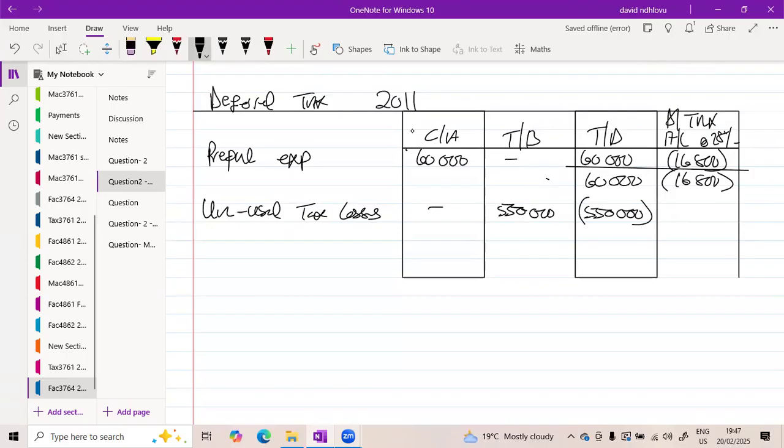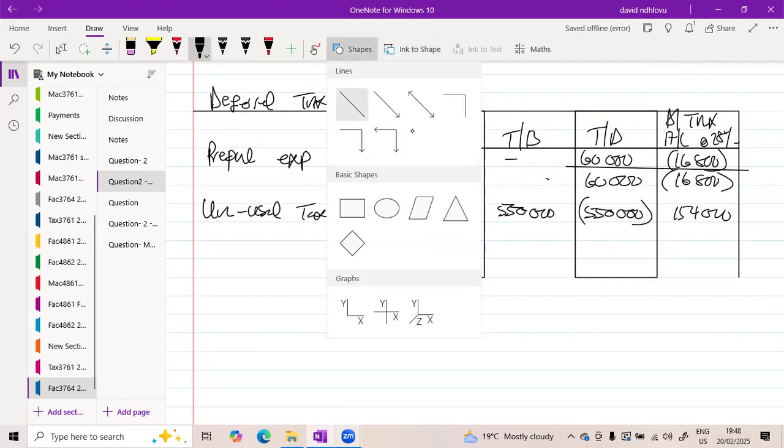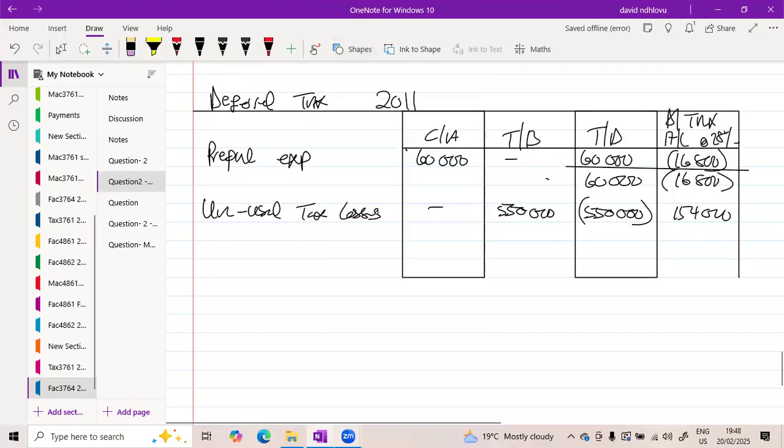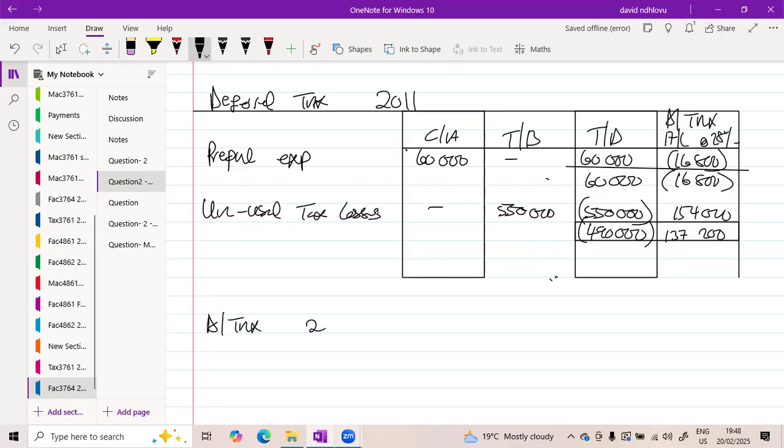So we say 550,000 by 0.28, and that gives us 154,000. So nothing has changed there. It's still the same as long as the question says you are confident that future taxable profits at that particular point were going to be earned in the future against which to deduct the negative amount. So you're going to get 137,200, which is going to be positive. This year is negative. Then we go to deferred tax for the year 2012.